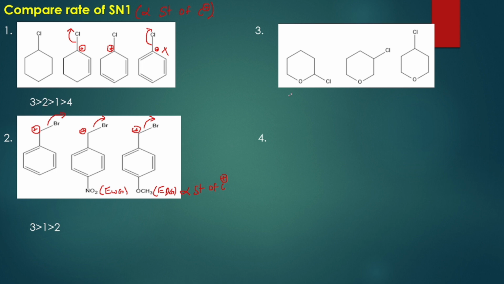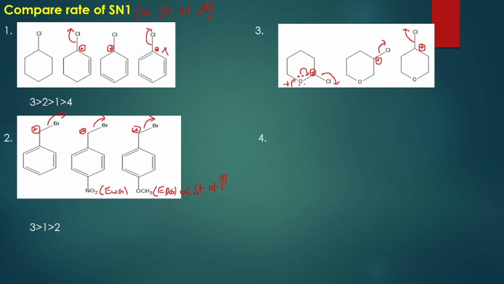Try this. If Cl is going out here, then positive charge is formed here. If Cl is going there, positive charge is formed. In this case, the first case, that carbocation is stable due to plus R effect.